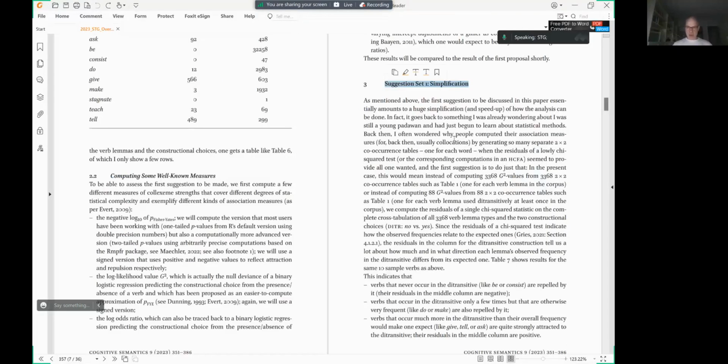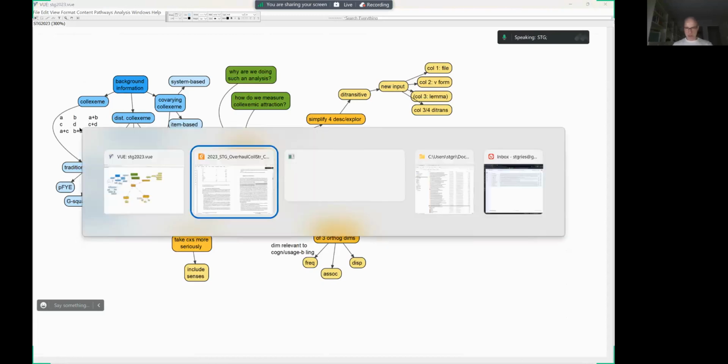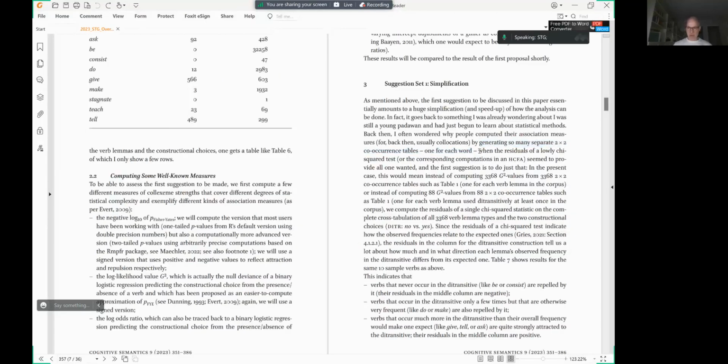So what is the new measure now? Back then, with traditional approaches, I always wondered why people computed their association measures by generating all these 2x2 co-occurrence tables, one for each word, right? So essentially, I was wondering, why are people doing this? Because when I started learning statistics 1,000 years ago, I always thought, why don't we just use the residuals of a chi-square test? And so the first suggestion in this paper is to do just that.